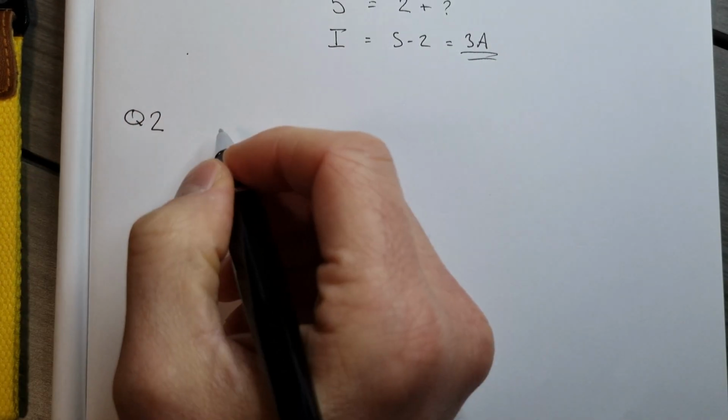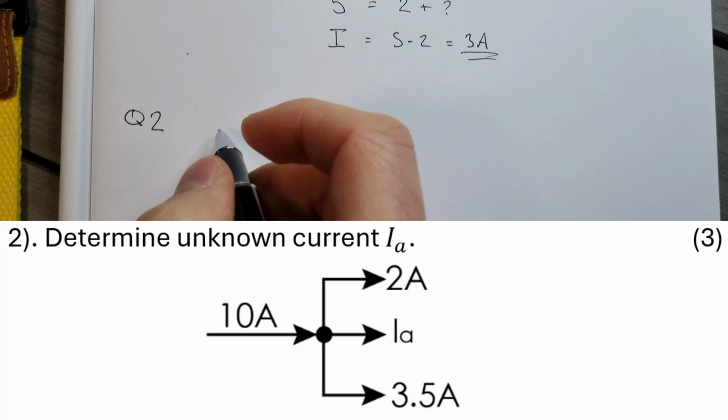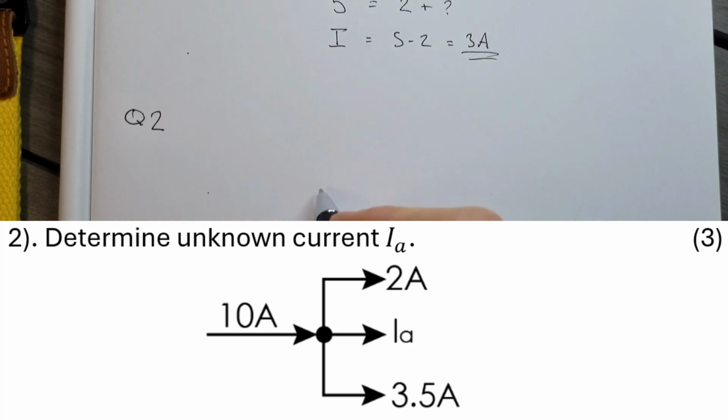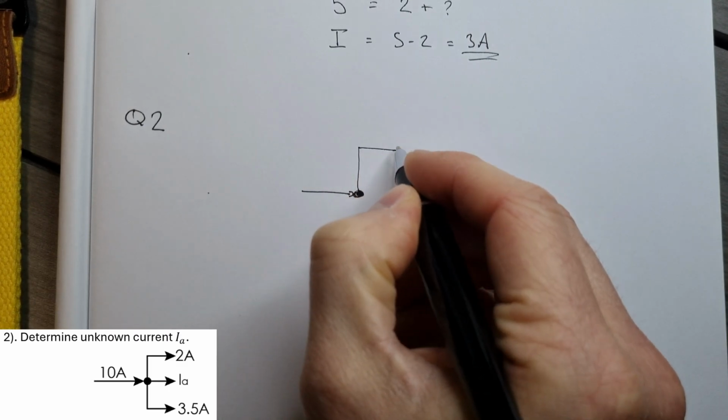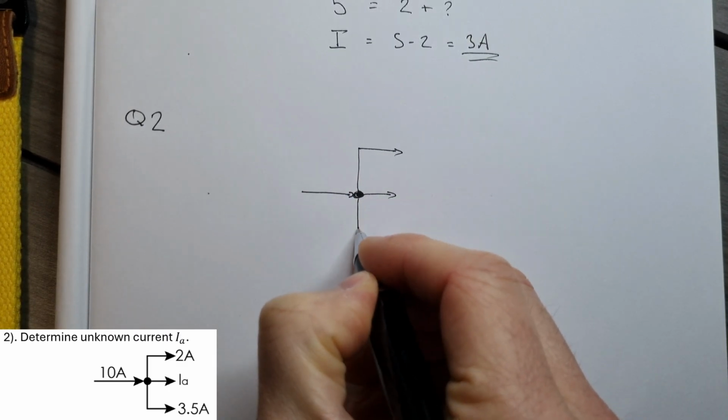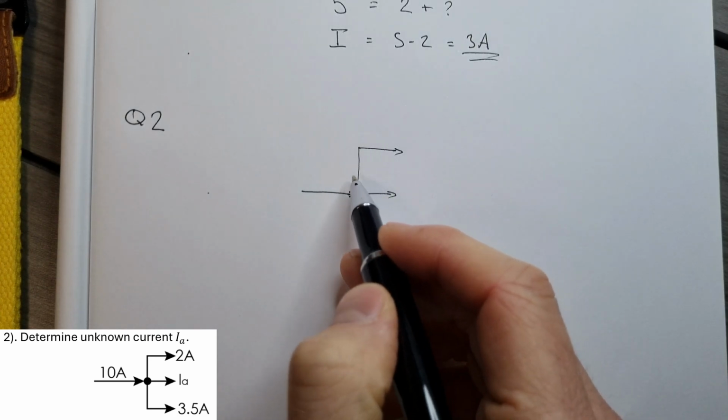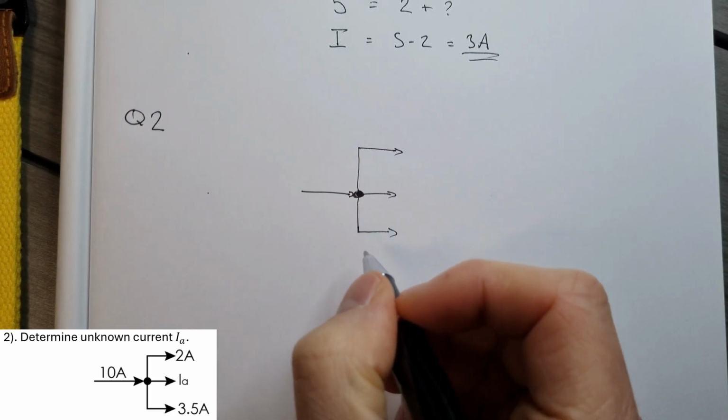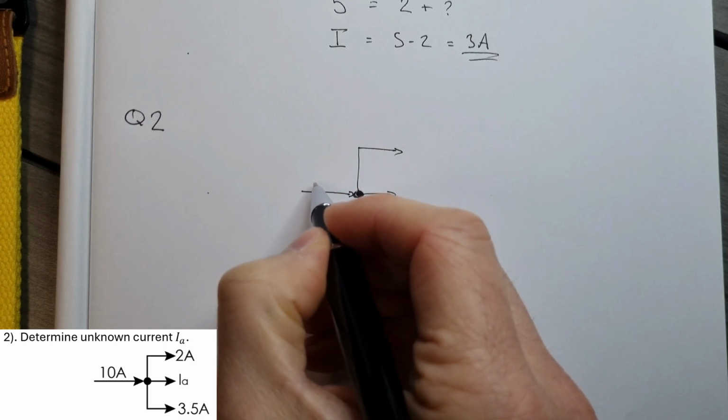Question 2, determine the unknown current IA. And we've got a slightly different arrangement here, just to kind of mix things up a little bit. It doesn't really make any difference. We've got a node and we've got 3 branches coming out of it, or 3 currents coming out of it. Now the fact that there are slightly different angles and all that kind of thing makes absolutely no difference whatsoever.